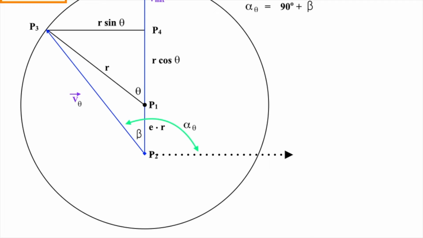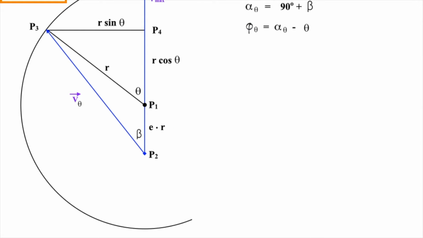Recall that we associate an angle alpha with any given velocity vector, where the reference direction is a horizontal ray to the right. It is clear from the diagram that alpha equals 90 plus beta. Phi, of course, equals alpha minus theta. Now we need to do some computations. Our goal is to evaluate sine phi. It equals the sine of alpha minus theta.